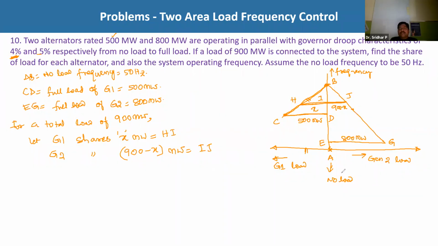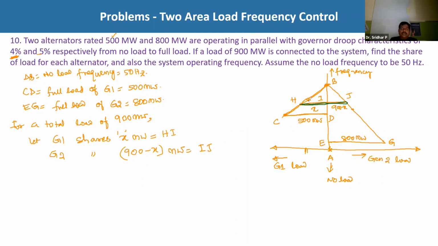So totally HJ is nothing but x plus 900 minus x. So this line is the total load, which is drawn in parallel to your x-axis. Sorry, this is the 900 minus x line. Now this is the point here.